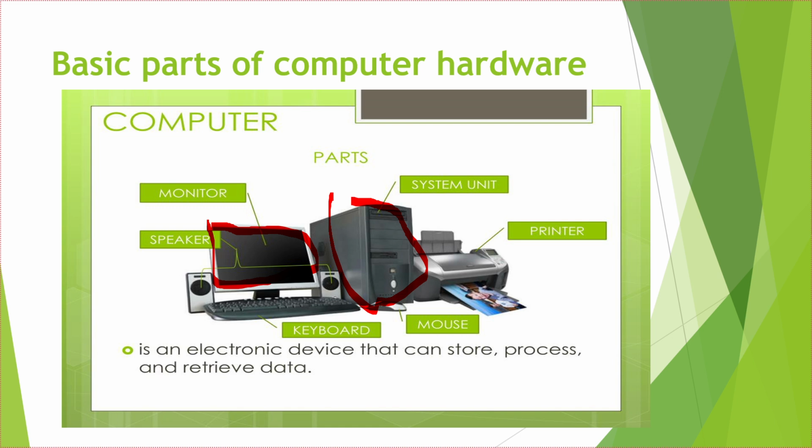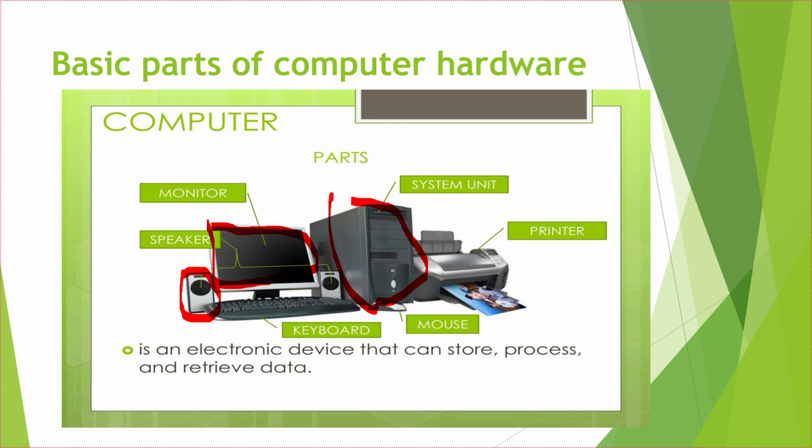So we have got speakers here. These are the speakers, also output devices, which produce sound from the system unit, from the processor as well, processed by the processor. So it's regarded as an output device because it produces sound.